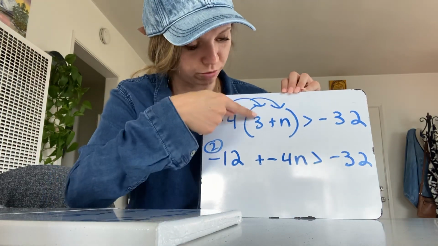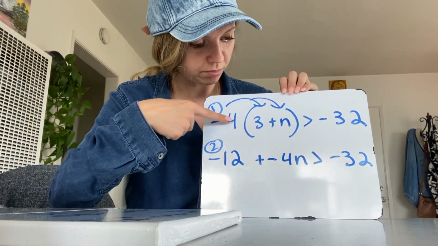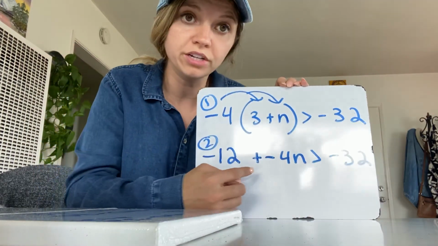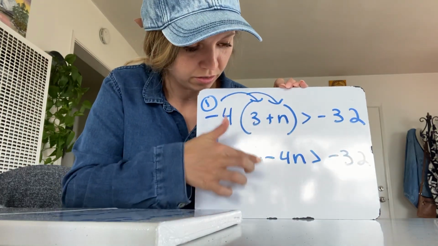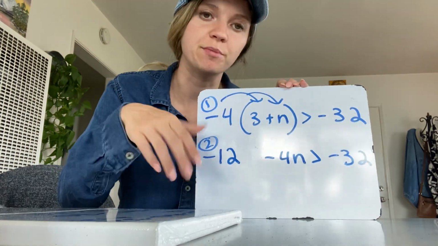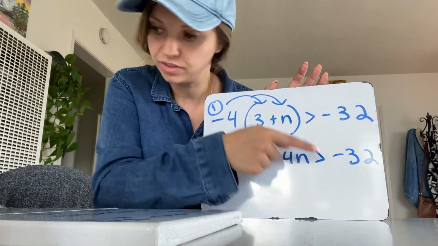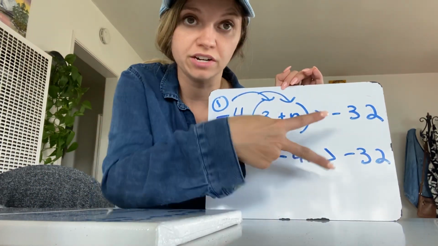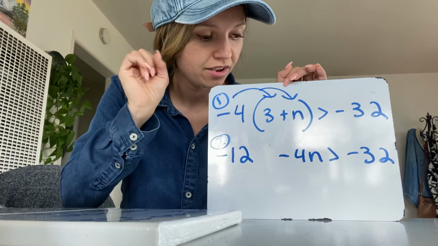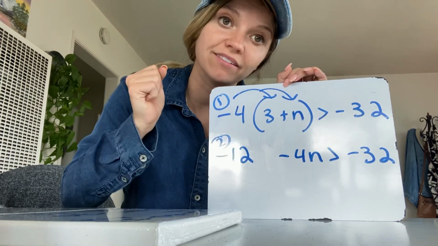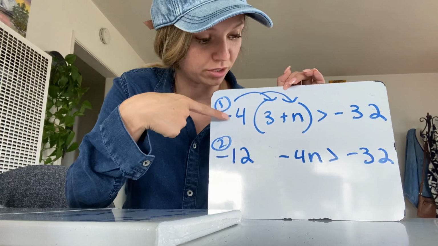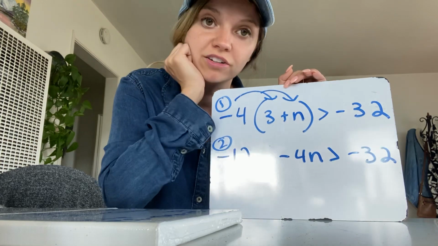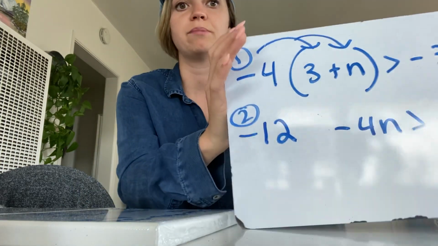So when we multiply -4 times 3, we get -12. When we multiply -4 times n, we get -4n. I put plus -4n. You could have put that, or you could have just put minus 4n. It means the same thing. Now we bring down this greater than -32. You do not need to flip the direction of this sign because you did not divide or multiply by a negative on both sides. Here we did multiply by a negative, but only on this side. We didn't do anything to this side by multiplying or dividing by a negative. So that's step 1, step 2.